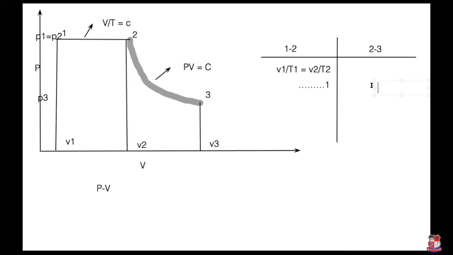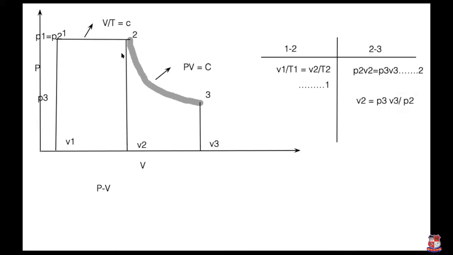Now if we apply it for the second process, it is Boyle's law. Then what is the equation? It is P2V2 equal to P3V3, equation number 2. Now what is the next step? Here you can write down V2. With the value of V2 it is P3V3 divided by P2.